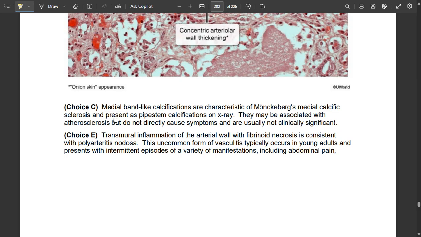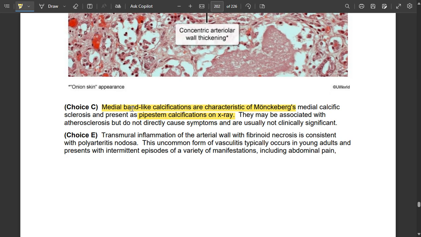Medial band-like calcification is a characteristic of Monckeberg's medial calcific sclerosis and presents as pipe stem calcifications on X-ray. They may be associated with atherosclerosis but do not directly cause symptoms and are usually not clinically significant.